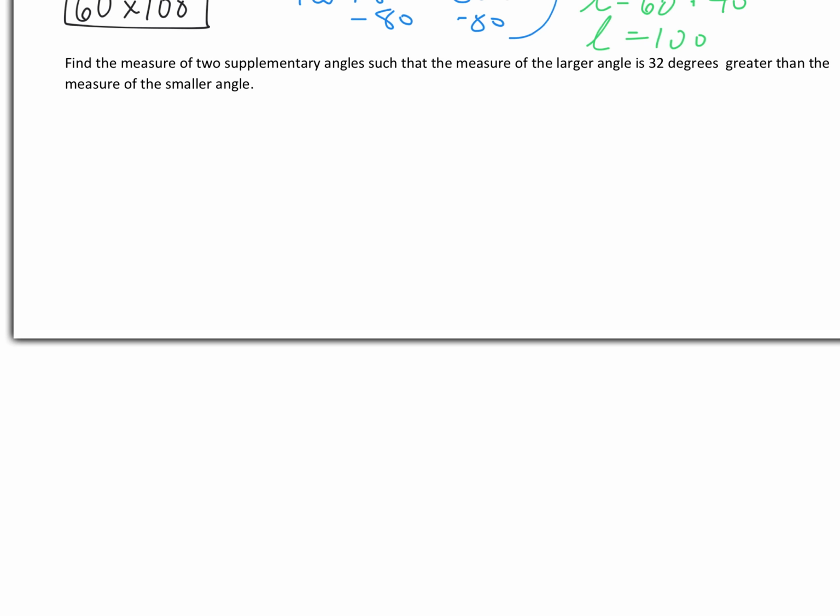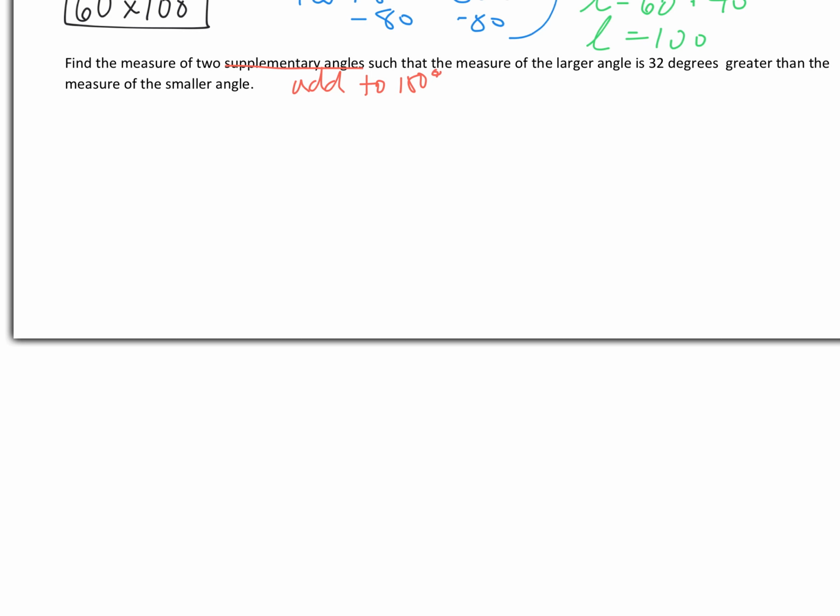Okay, the next question is more of a geometry-related question. It says, find the measure of 2 supplementary angles such that the measure of the larger angle is 32 degrees greater than the measure of the smaller angle. To do this, we need to know, first off, what supplementary means. Remember, supplementary angles add to 180 degrees.